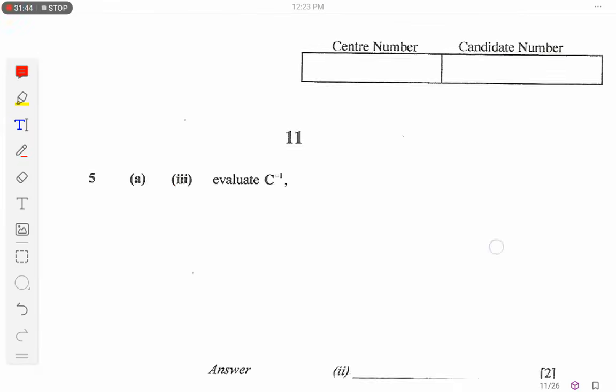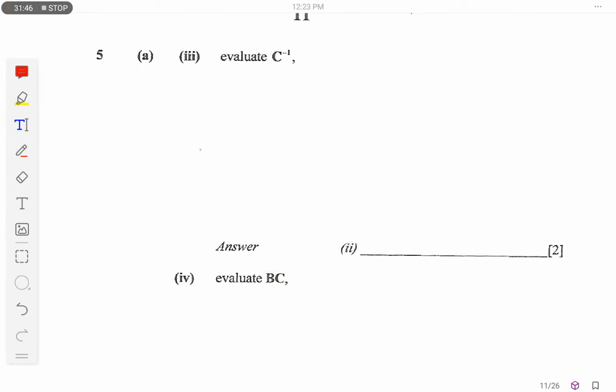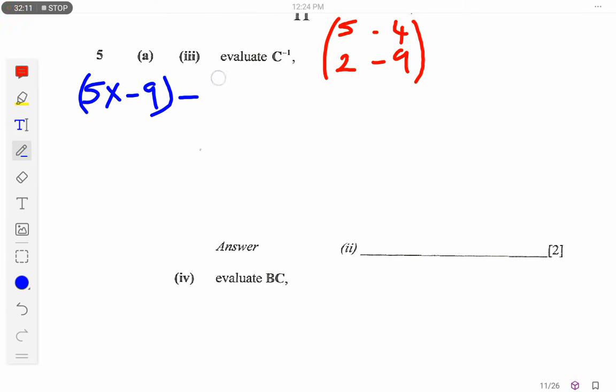Next question is asking us to find the inverse of c. For us to get the inverse of c, we can simply find the determinant of c. Let me write our c: 5, 2, minus 4, minus 9. The determinant is going to be 5 times minus 9 minus 2 times minus 4.